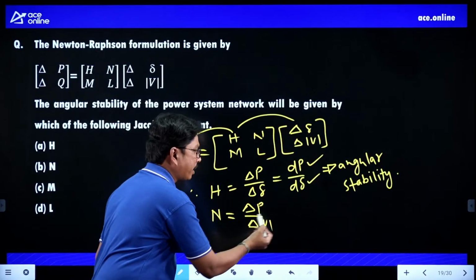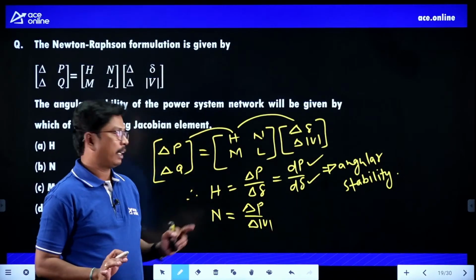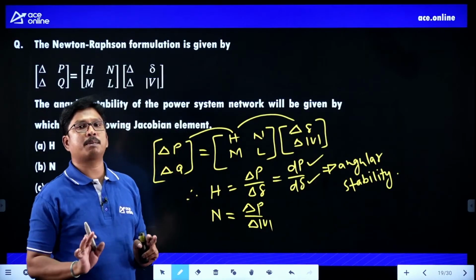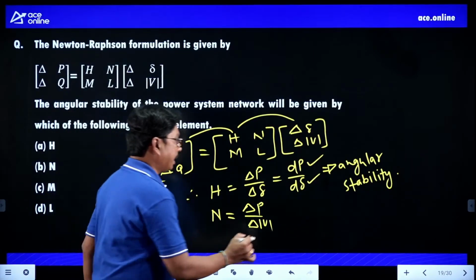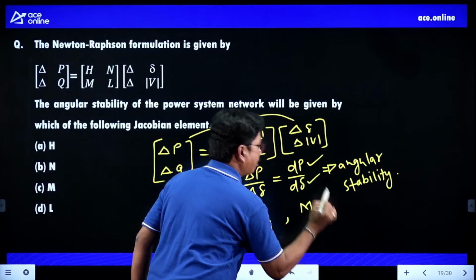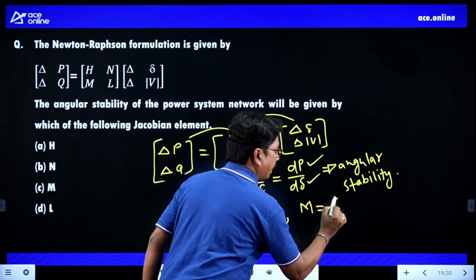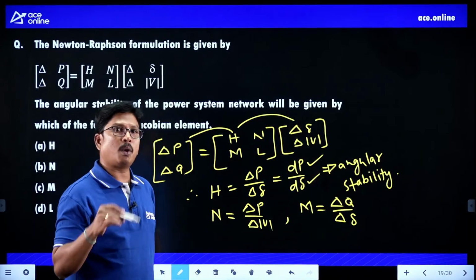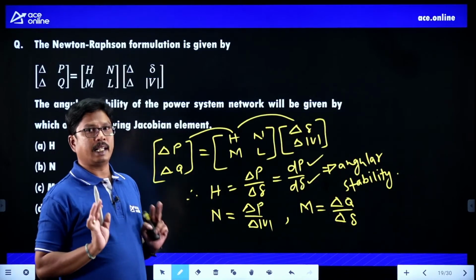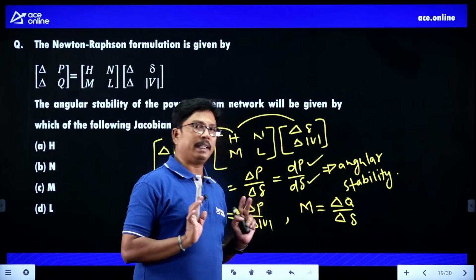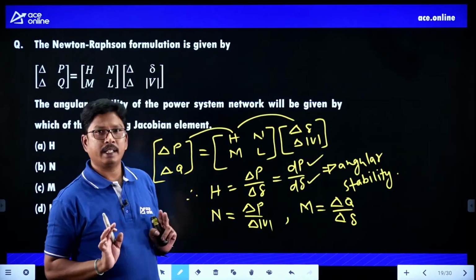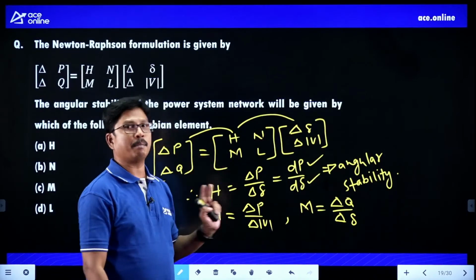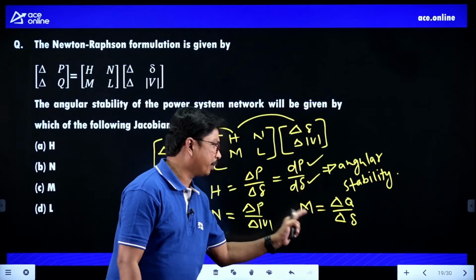Why? Because the variation of active power with respect to voltage is very small. Active power is more sensitive to delta variation, so active power variation with respect to voltage will be very small and we can take it as 0. And what is M a mapping between? M maps between Q and delta, del Q divided by del delta. I already told you reactive power is more sensitive to voltage variation, not to delta variation. So del Q divided by del delta is also very small and can be neglected for decoupled and fast decoupled load flow methods. Therefore, you can neglect the value of M also.